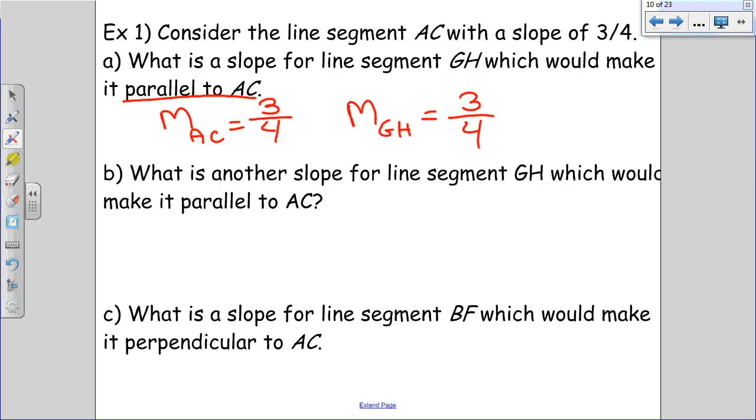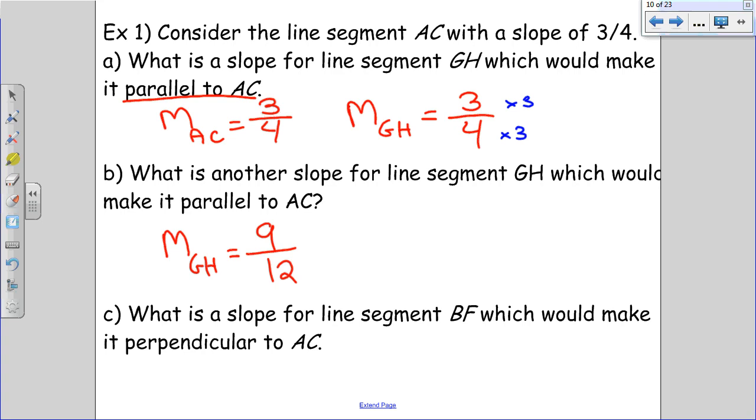Now question B says, what is another slope for GH, which would still make it parallel? 9 over 12 works. How'd you get 9 over 12? So he's right. 9 over 12 would work. All he did was take his slope of 3 over 4 and multiply them by the same number. In this case, 3.